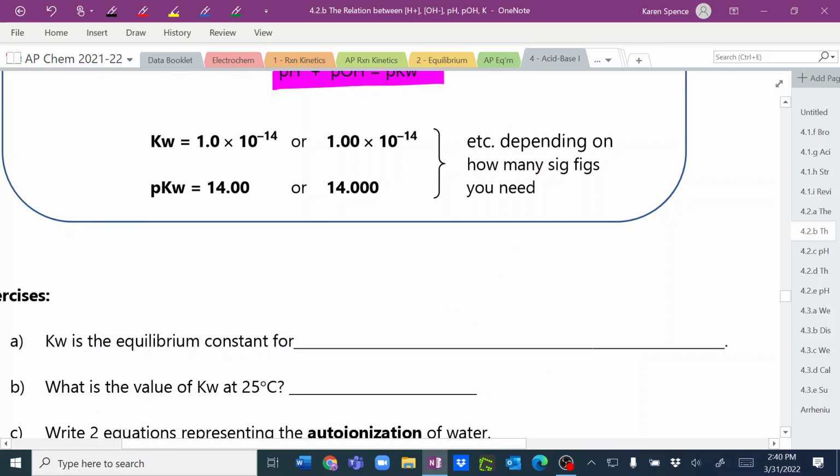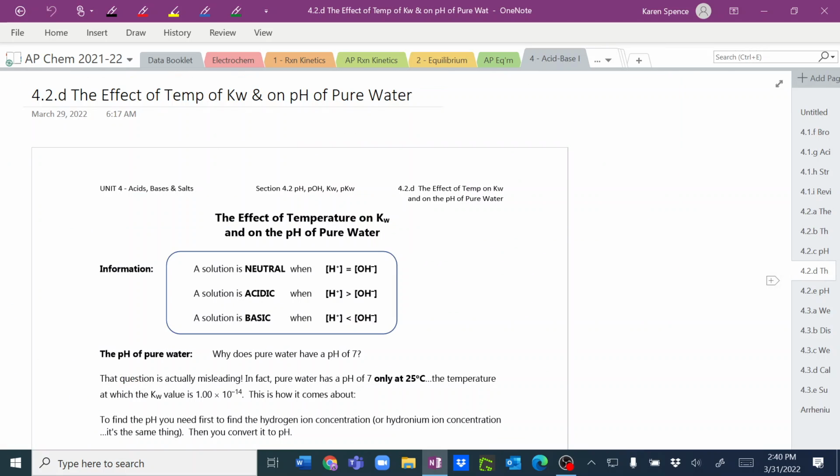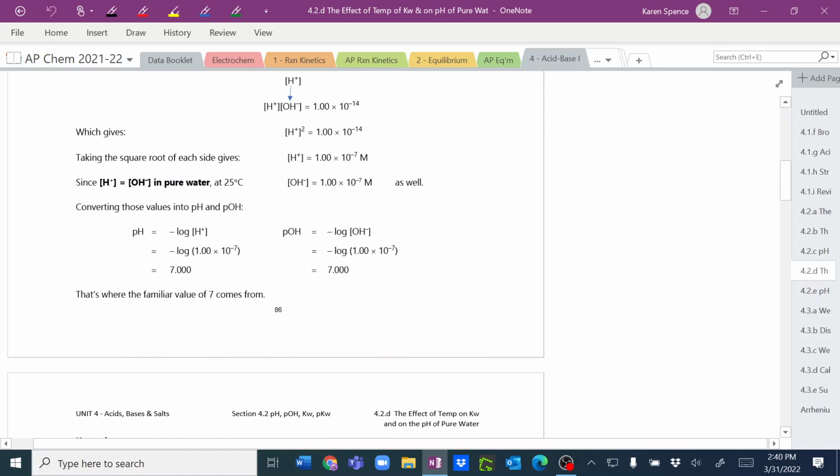Okay, there are some exercises we're just going to skip. There we go. So we're now on 4.2D, page 86.